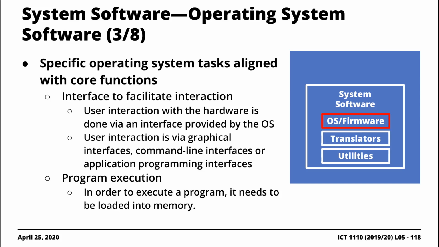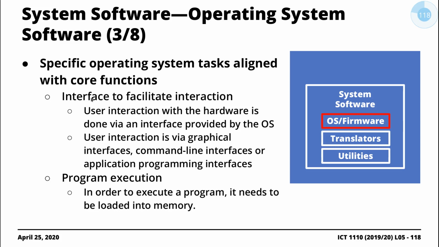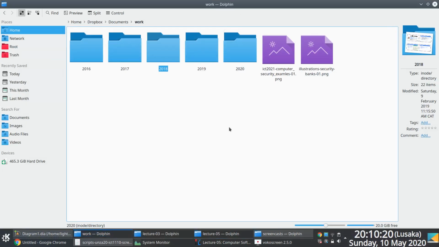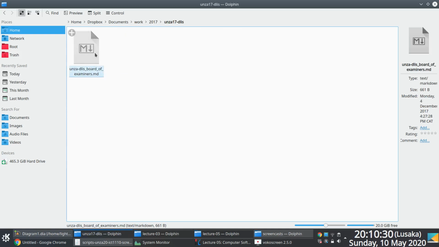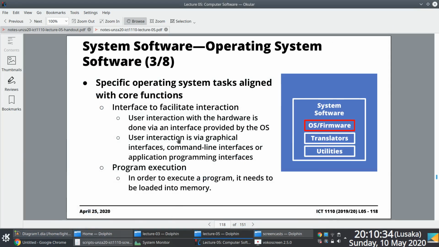All right, so specific tasks associated with these core functionalities are things like the operating system software providing an interface that allows end users to interact with the computer system. So in my case, the interactivity comes in the form of a so-called file manager. Using this file manager, I'm able to interact with this computer system, right? I can browse or access data, open files, for instance. I can search for data, right?